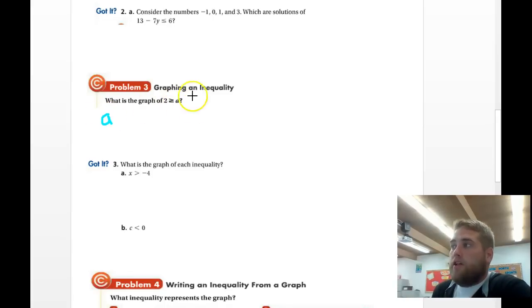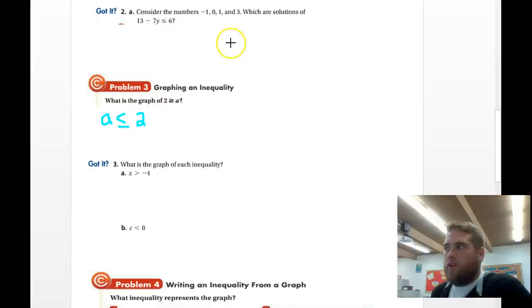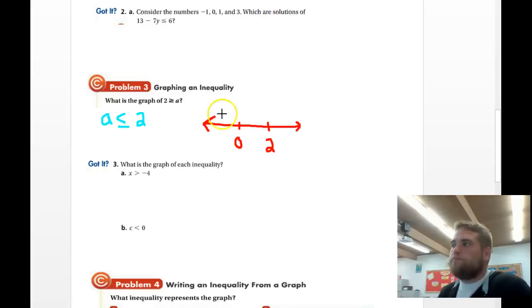Okay, since I'm flipping my equation, I need to flip my sign. So less than or equal to 2. Okay, and there we go. Now we have our variable on the left side. Now we're going to draw our graph. I'm dealing with 2, so I'm going to draw 2 here, and then I'm going to put 0 there. That's really all you need. If you want to put a whole bunch of numbers on there, feel free. I'm only going to require you to put 2.